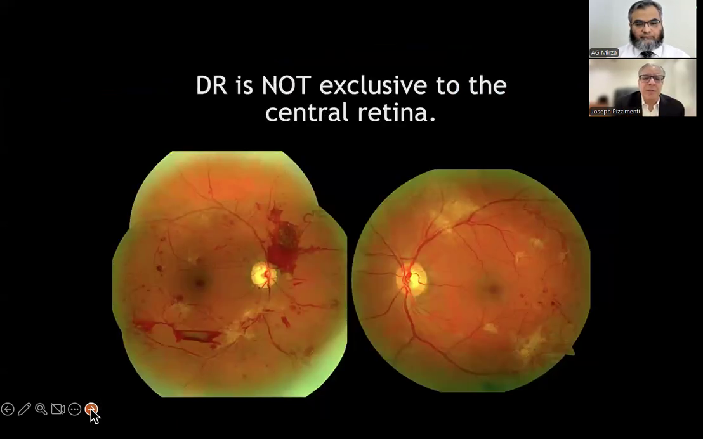And it used to be thought that diabetic retinopathy was really a condition of the posterior pole, but I think a lot of research that has been done on wide field and ultra wide field imaging, wide field OCT angiography, wide field fluorescein angiography has proven that diabetic retinopathy is not exclusive to the central retina.